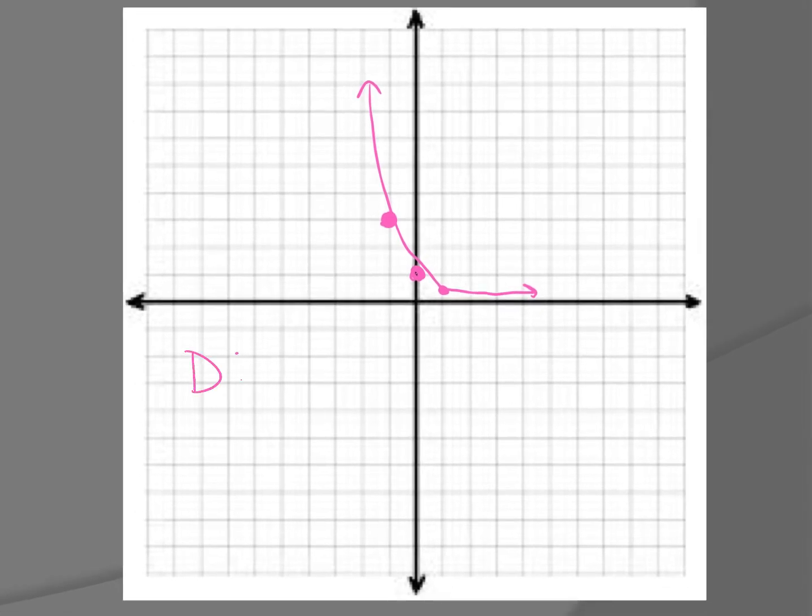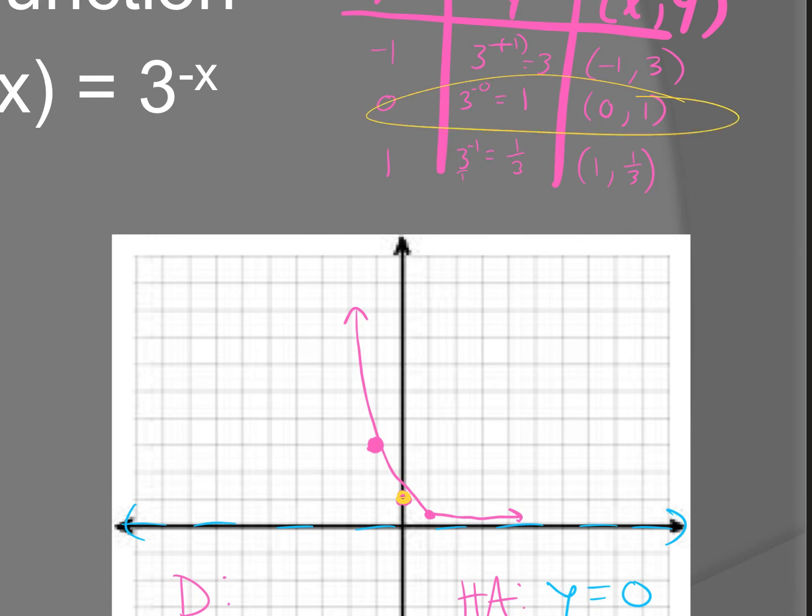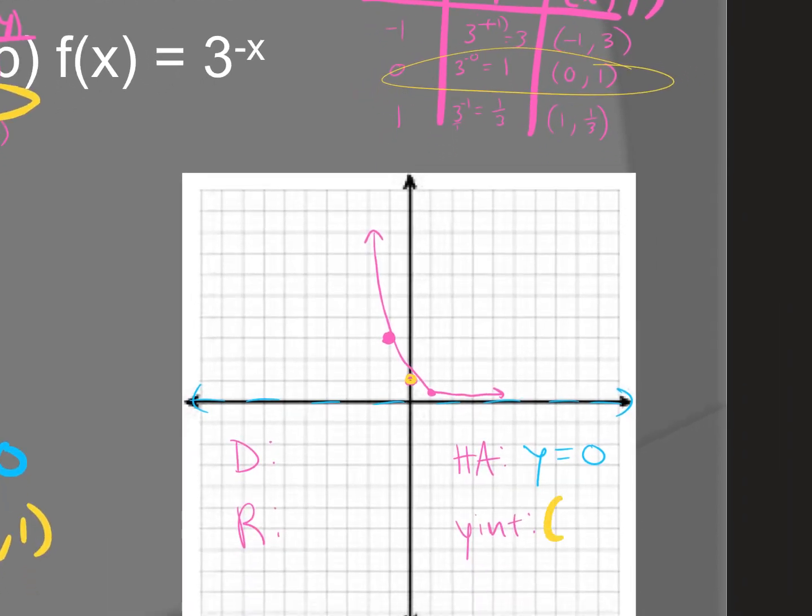Again, we can find our domain, range, horizontal asymptote, and y-intercept. So horizontal asymptote is y is equal to 0. Unless our graph shifts up or down, that does not change. Our y-intercept is where we cross the y-axis, so where I plugged in 0 for x. So that would be 0, 1.